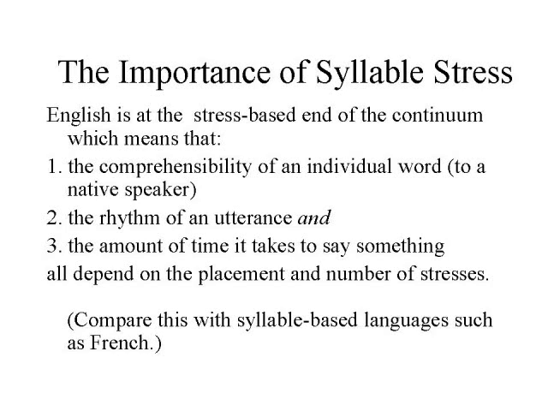So in English, the syllable stress can affect, number one, the comprehensibility of an individual word to a native speaker. For example, if you say to me tattoo, I might say pardon, because I'm expecting tattoo. The rhythm of an utterance, how it sounds musically to the ears of the listener, and the amount of time it actually takes to say something is also dependent on the placement and number of stresses.